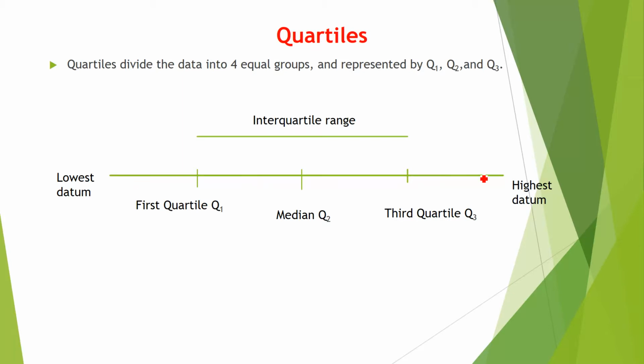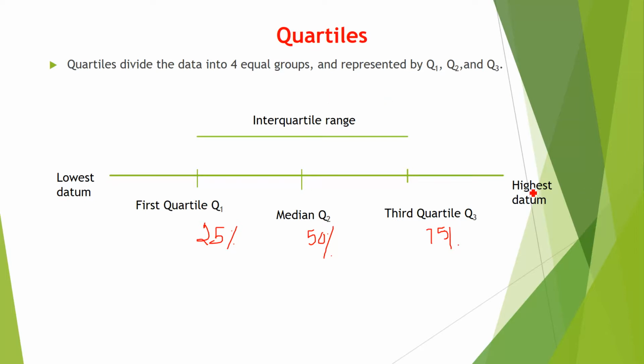Suppose this is the horizontal line. In the horizontal line, the first portion is called quartile 1, and quartile 1 is 25% of the data. Then the median is the center, which is called 50%. And then quartile 3 is the third portion, which is 75%. So quartiles divide the data set into four equal groups.